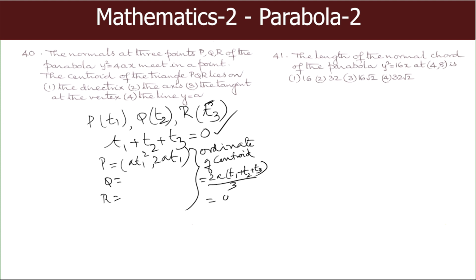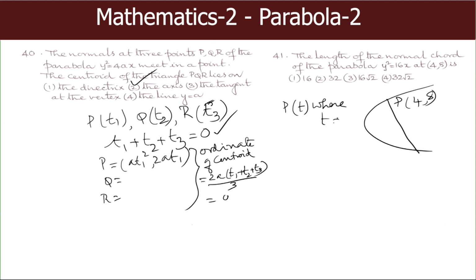Y coordinate 0 means the x axis, and the x axis is the axis of the parabola y square equal to 4x. So, this axis, that is option 2. Next question: the length of the normal chord of the parabola y square equal to 4x at (4, 8). What is t here? 2at is 8, a is 4 here, so 8t is 8, t equals 1.